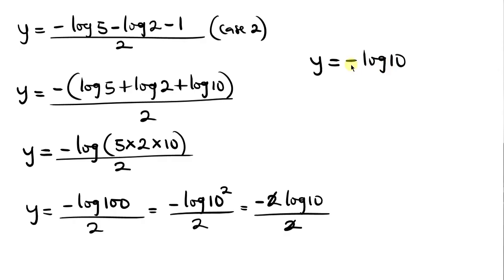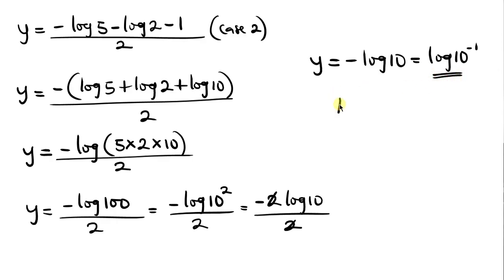So, if you don't want this negative behind, this is actually negative 1 because there's an invisible 1 here. So this can also be written as taking what is here to become an exponent, it becomes log 10 to the power of negative 1. It's still the same thing. So this is what we have for case 2.